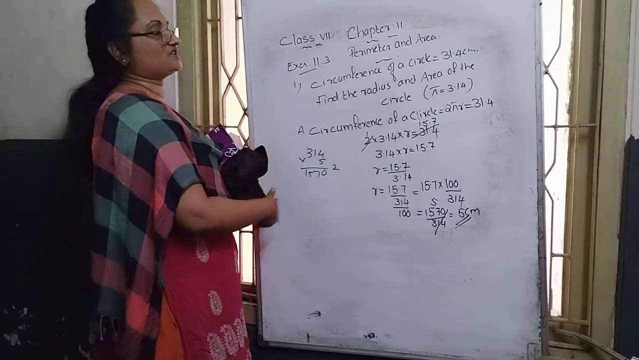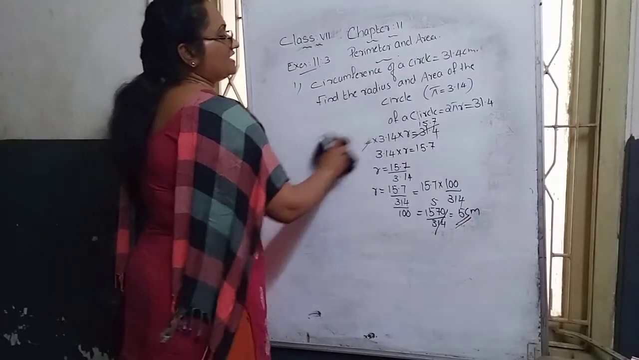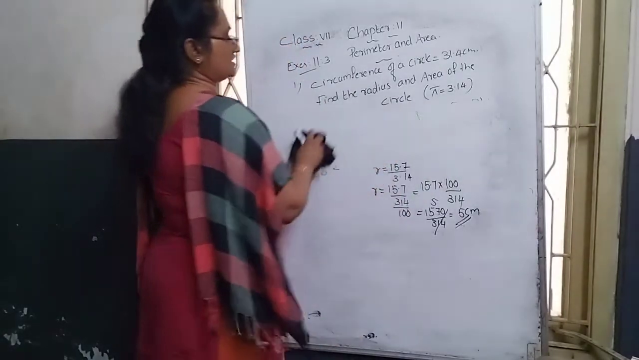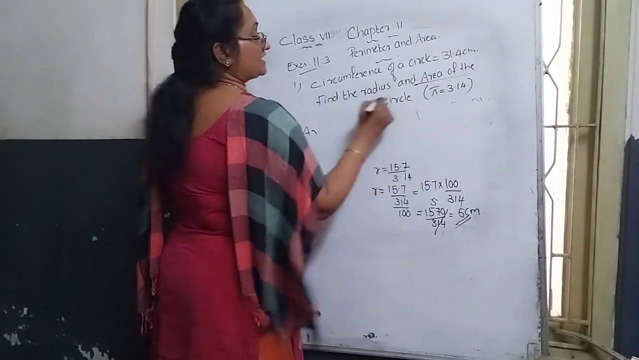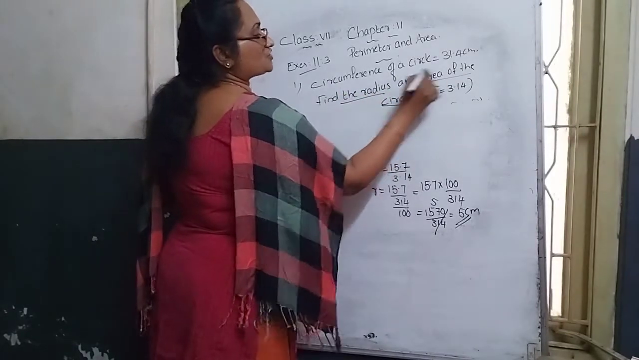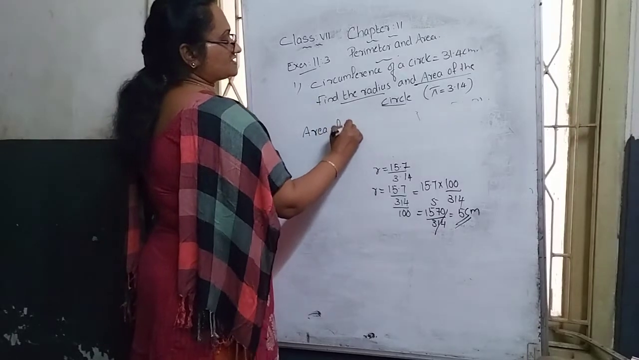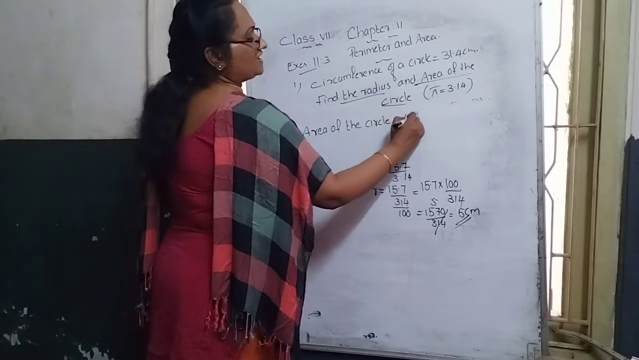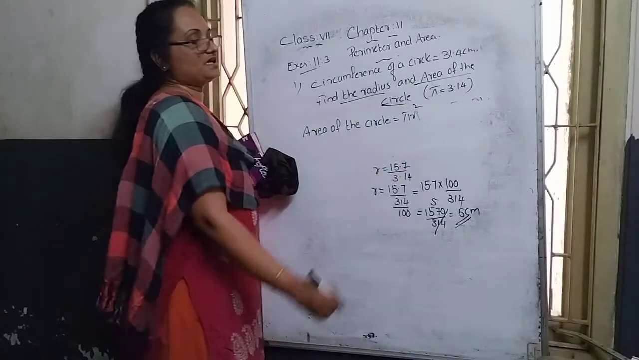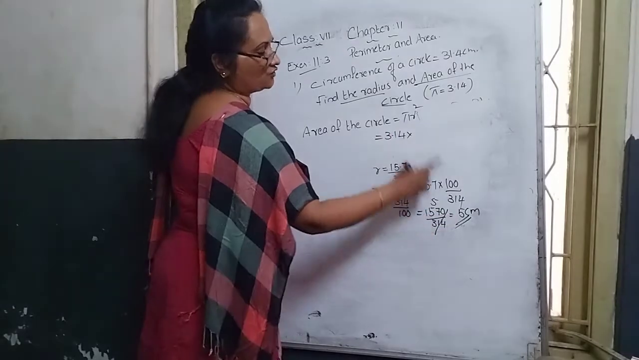After getting the radius, they also ask you to find the area of the circle. Next step, find the area of the circle. What is the formula for finding the area of a circle? Pi r square is the formula. Pi value is 3.14. The r value we now have is 5.